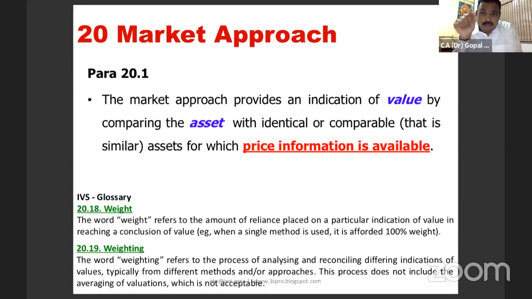So look at the process of analyzing and reconciling those methods, and you will come to a reasonableness. One method is reasonable, so the other two methods are unreasonable. I will negate them, and I am giving weighting to the one. It is not that I am giving 100% weightage to one and none to the other two. I am giving weighting because of the process followed. The word weight refers to the amount of reliance placed on a particular indication of value in reaching a conclusion. Both look very close, but the approach is different.